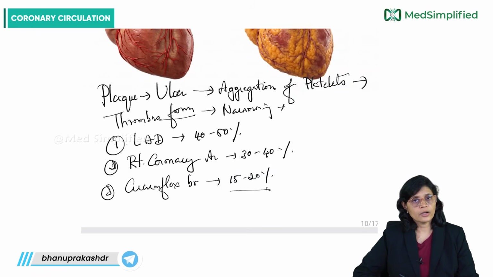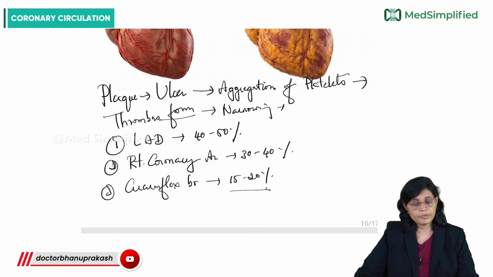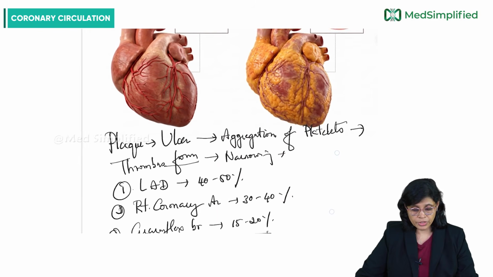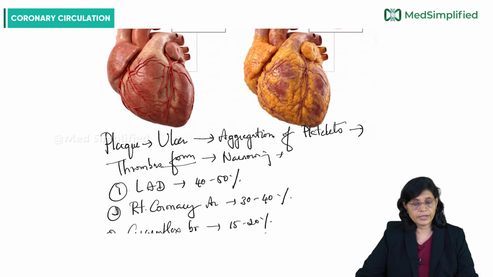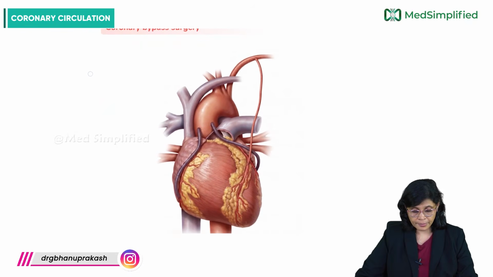So these are the three commonly affected arteries in coronary artery disease. In addition to that, the diagonal artery, the left marginal and the trunk of the left coronary are also involved, but less commonly. In case of major occlusion, where there is a lot of ischemia and the blood supply is compromised, we do what we call coronary bypass surgery.